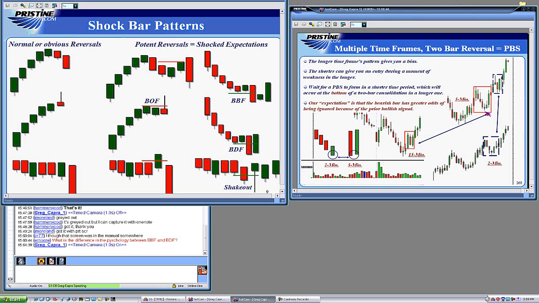So when you get a bias from a higher time frame, we don't need to have a changing of the guard or a bottoming tail in that higher time frame to take a trade setup in a smaller time frame. Okay? There's going to be corrective bars or red bars in higher time frames that are pullbacks in smaller time frames.